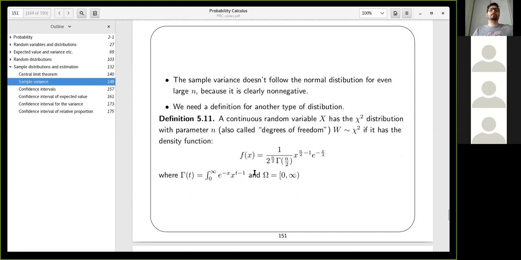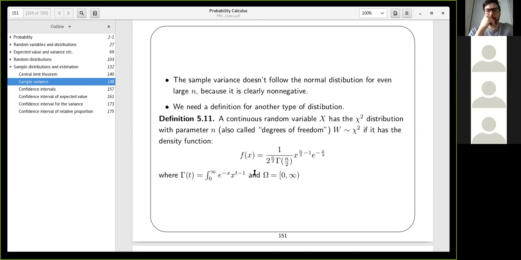The thing about sample variance is it doesn't follow the normal distribution even for large n, because it's clearly non-negative. If we have a very small variance of the random variable, then the sample variance could, if you're very unlucky, have large values, but it cannot have values that are very small. Not smaller than 0, obviously.